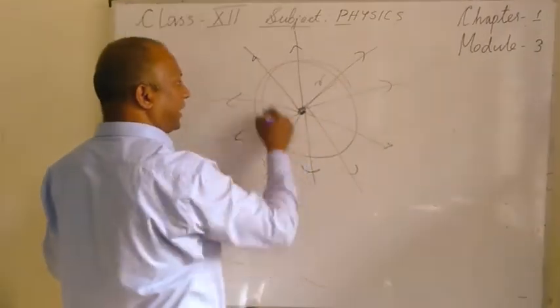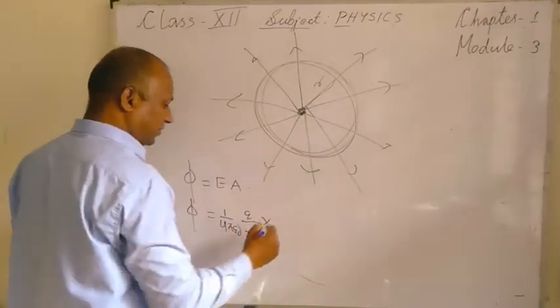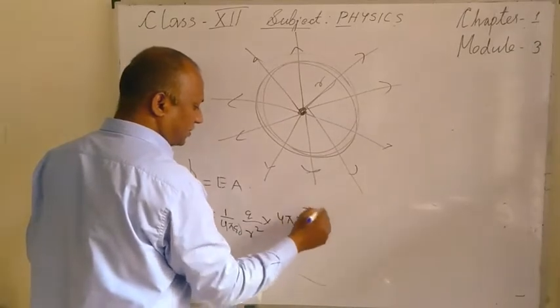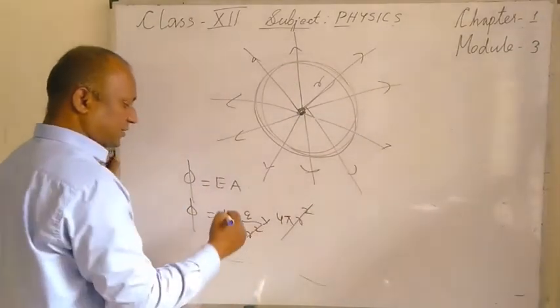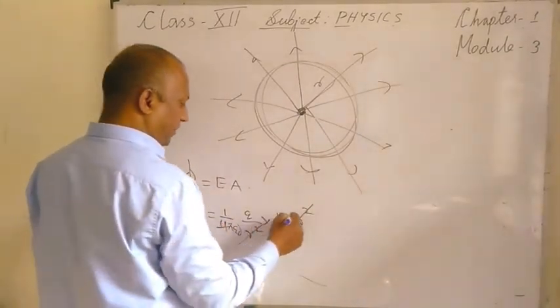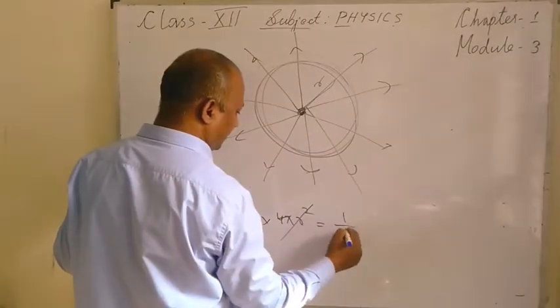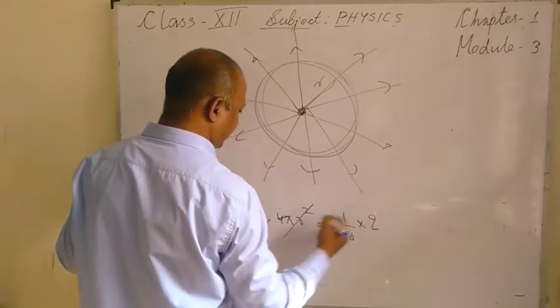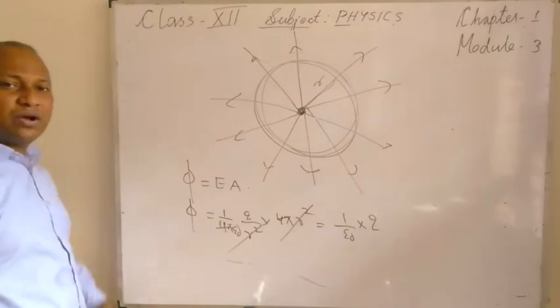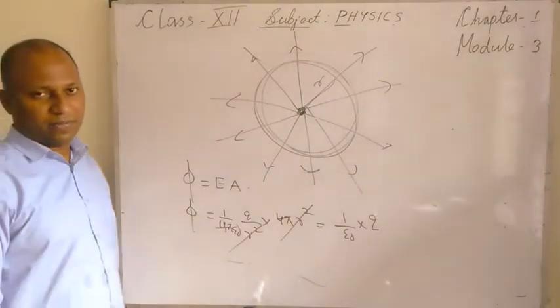And what about the area of the surface? 4 pi r square. R square cancels. 4 pi cancels. You will get 1 upon epsilon naught times Q. So that is what actually the Gauss law is all about.